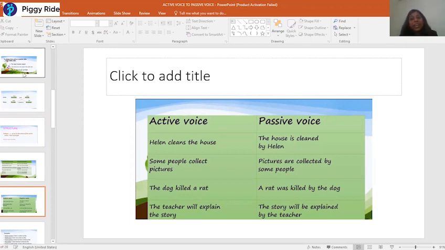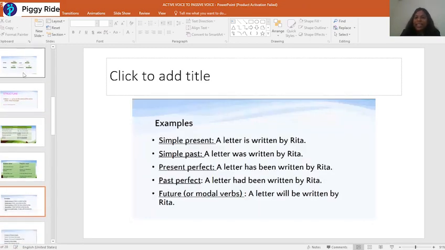The teacher will explain the story. The story will be explained by the teacher. So see, active voice to passive voice. See how we kept the rules in front of our mind and how we change it from active form to passive form. Okay, examples. Simple present.